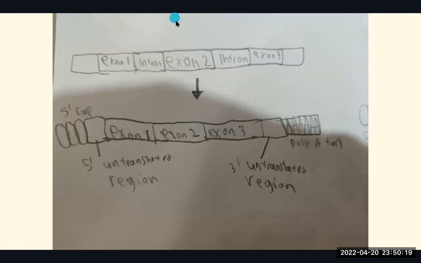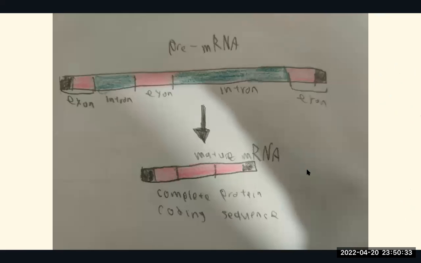Here we can see the 5' cap added to our mRNA strand and the poly-A tail. And on the next slide, we can see how the introns are removed and the exons are joined together to give a continuous strand of the mRNA, making it a mature mRNA strand.